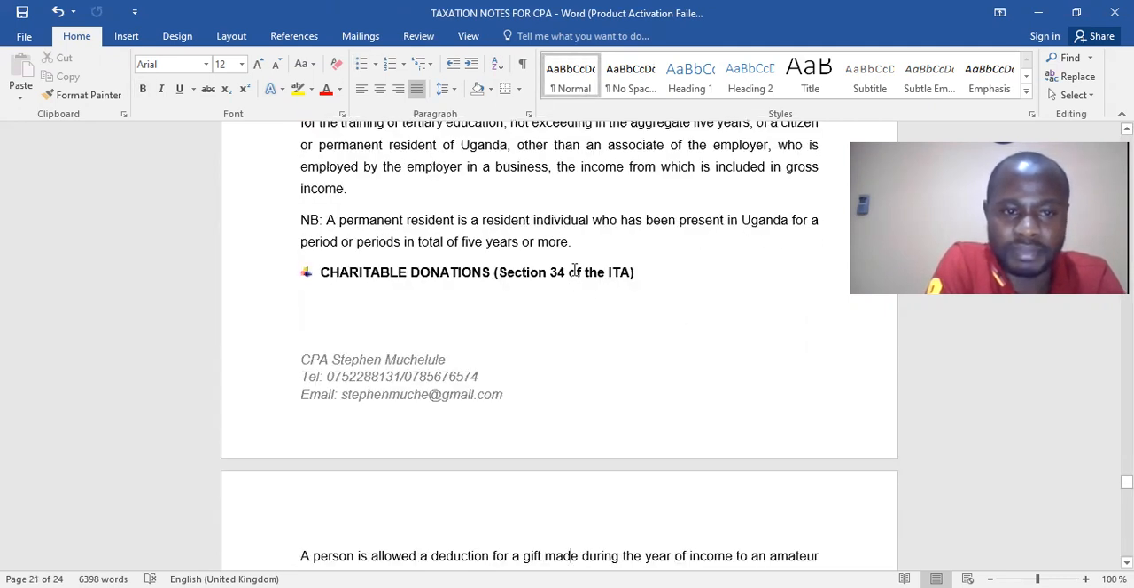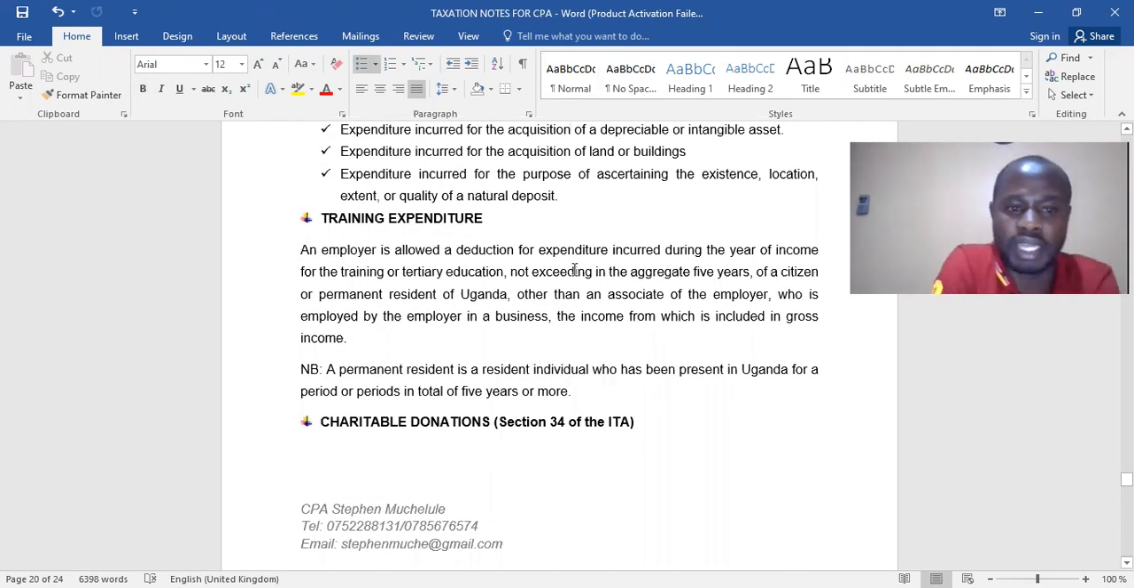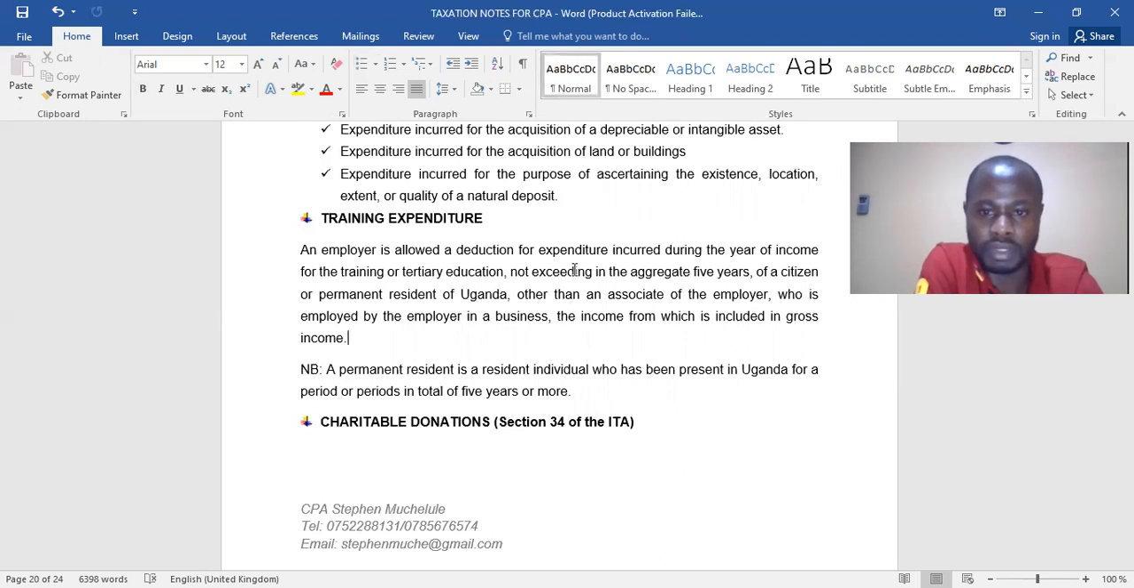Training expenditure. Now, training, we say that as long as it does not exceed 5 years and the training is made to a citizen or a permanent resident of Uganda, then it would be allowable. The training should be made by the employer for the employee, other than an associate employer, and the income from which is included in gross income. A permanent resident, we are referring to an individual who has been present in Uganda for periods in total 5 years or more. That one is a permanent resident. So it could be a citizen or a permanent resident.